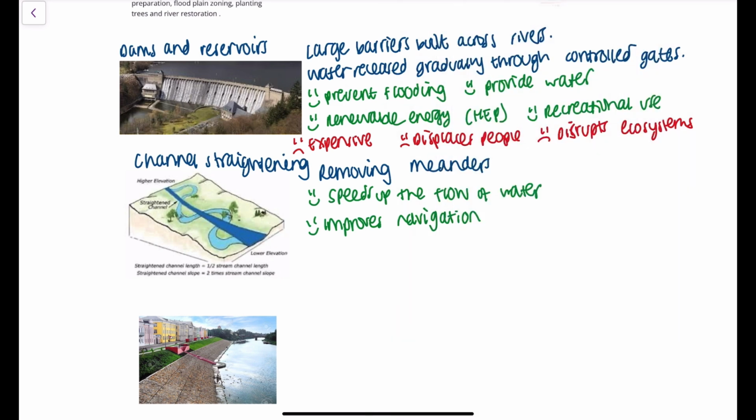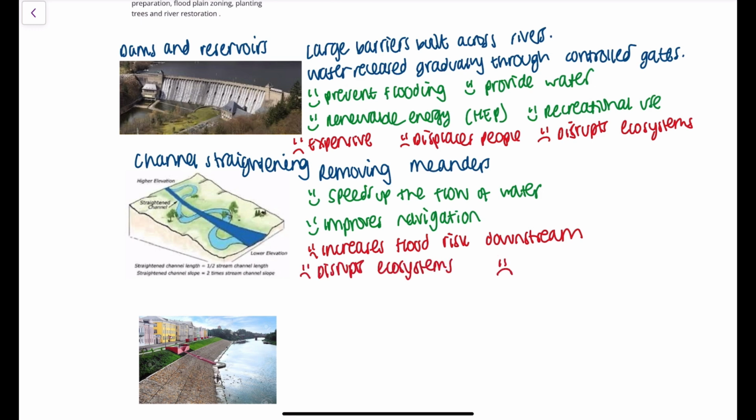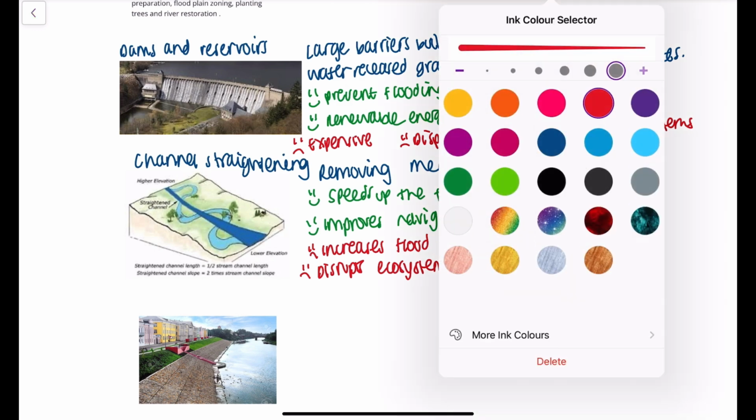In terms of costs, it can also increase the flood risk downstream because that water is moving so much faster. It might not necessarily be absorbed as quickly, and therefore it can cause flooding downstream. In terms of the environment, it disrupts ecosystems and also can lead to soil erosion due to that fast flow.